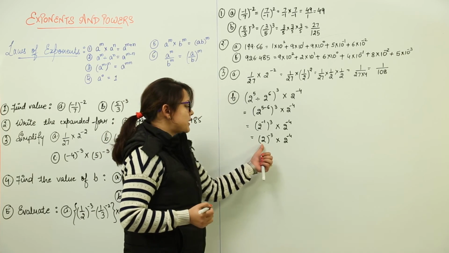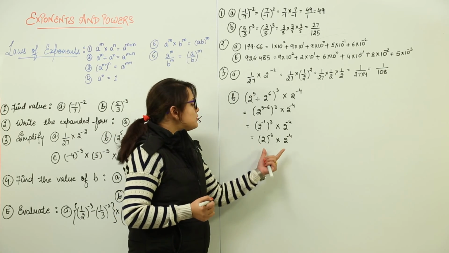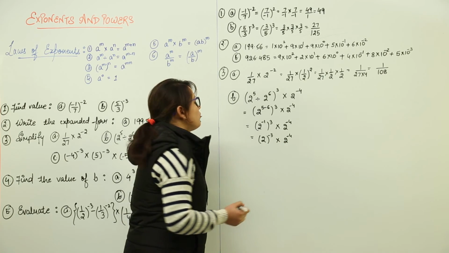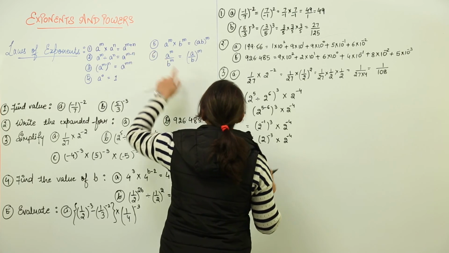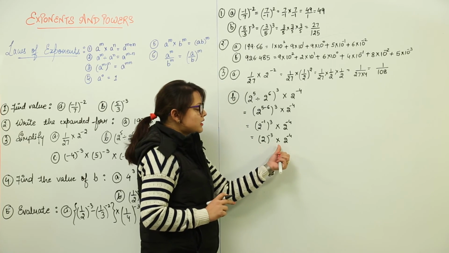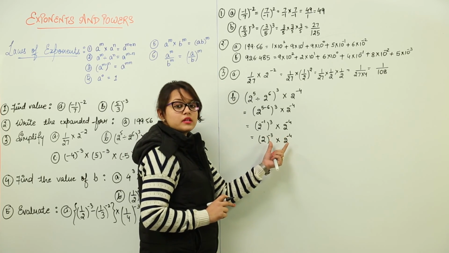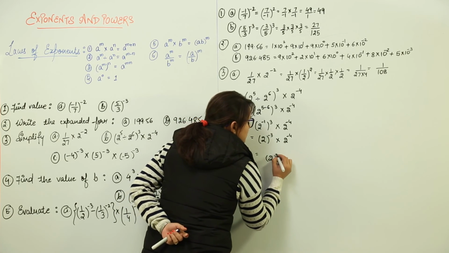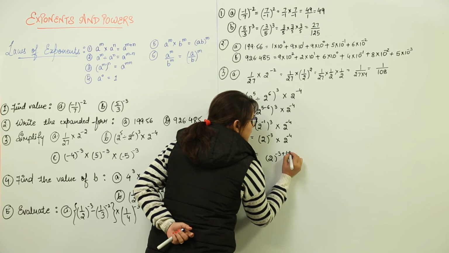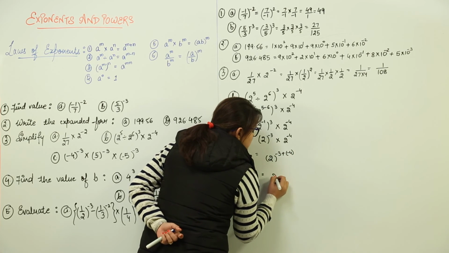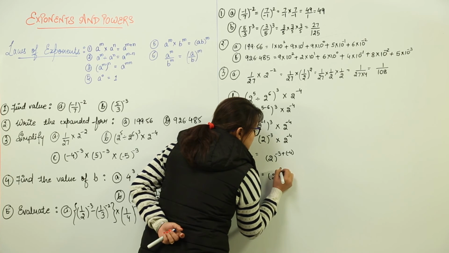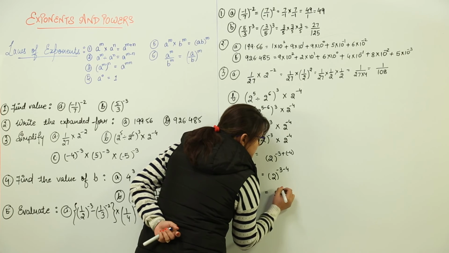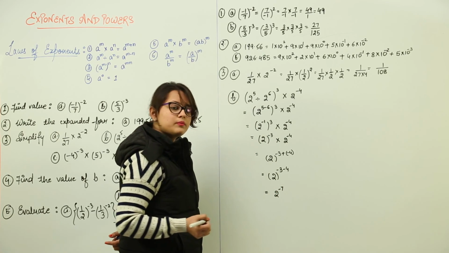Now the bracket has been solved. What we are able to see is that the bases are the same and they are getting multiplied. What happens in this case? The first law says that if the bases are same and they are getting multiplied, the powers will get added. So we will do 2 raised to the power minus 3 plus minus 4. This comes equal to 2 raised to power minus 3, plus and minus becomes minus. This comes out to be 2 raised to power minus 7.